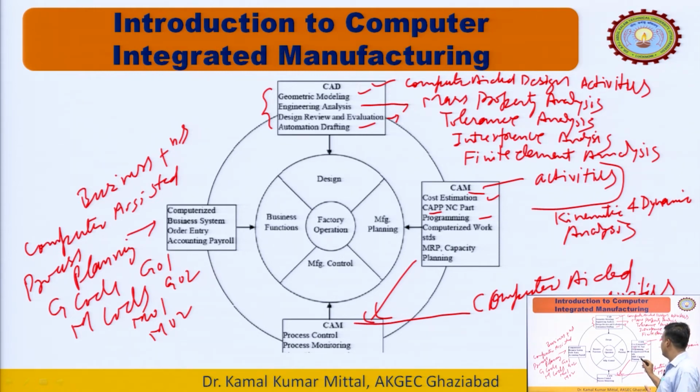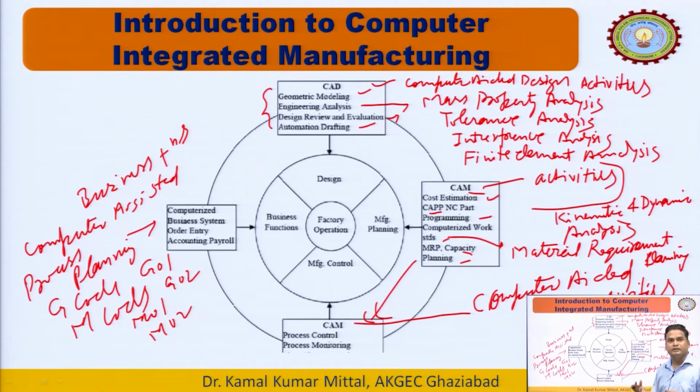Then comes the MRP and capacity planning. MRP is basically material requirement planning. Material requirement planning means we have an order from the customer. That order we have on an annual basis, then we convert that annual order into a monthly basis, then weekly basis, then daily basis. On a daily basis we have to fulfill the demand. So 2 or 3 shifts are running. Accordingly we have to plan how much inventory we require from vendors or how many machines we have. So planning, loading and unloading, all these things we have to do.